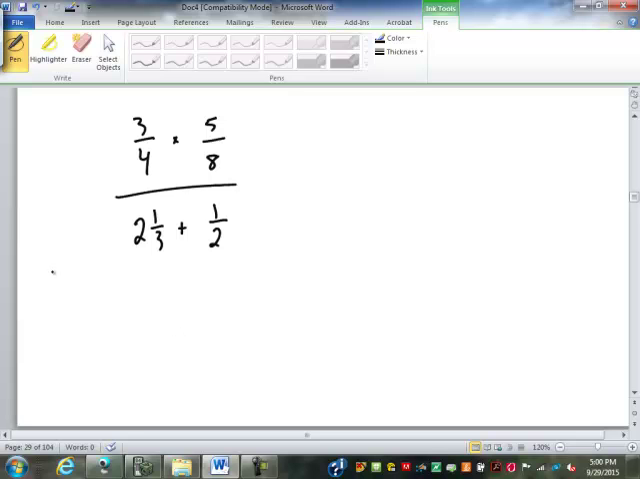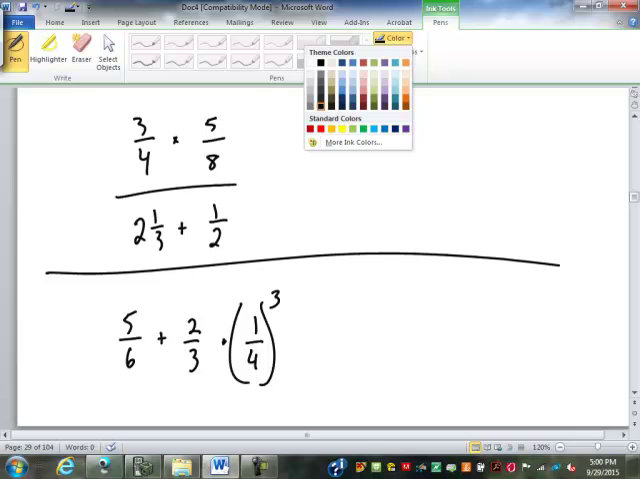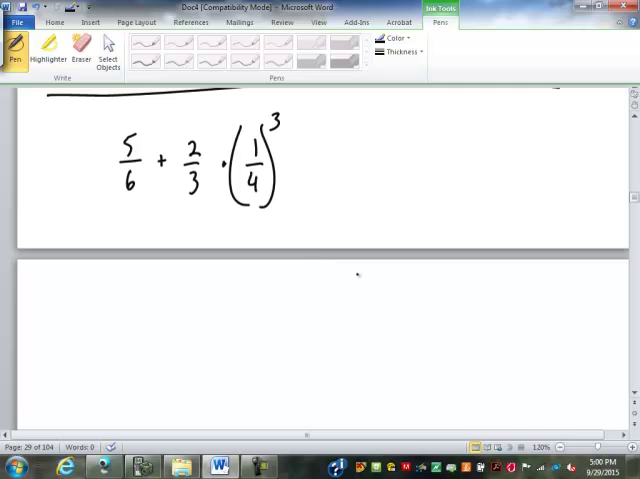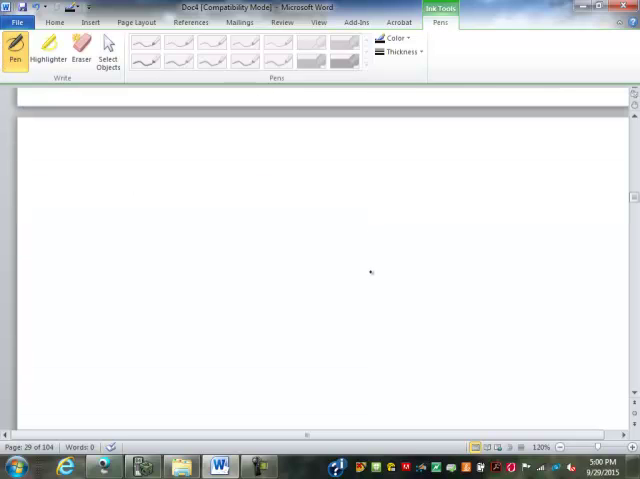Or things like 5/6 plus 2/3 times 1/4 to the power of 3 or whatever, things like that. Also, we have similar problems like we've had before: operations with fractions with variables in them.